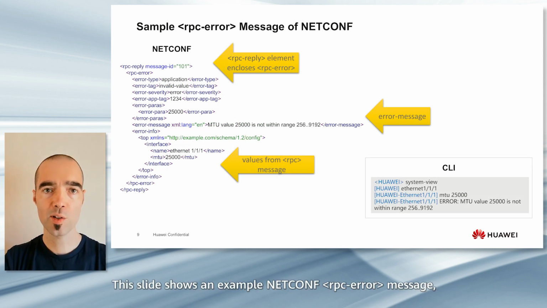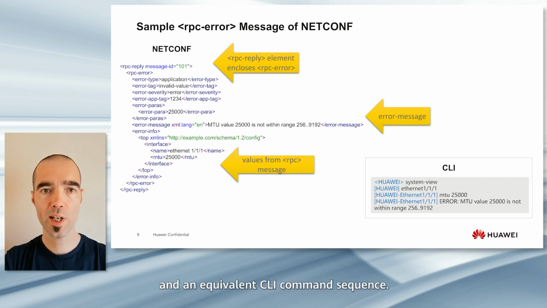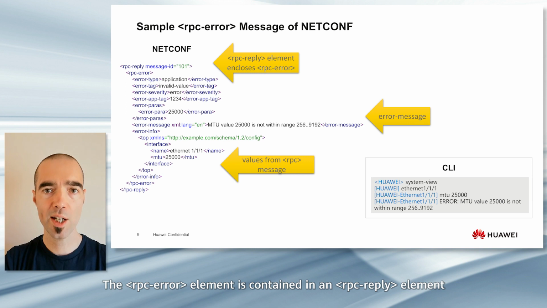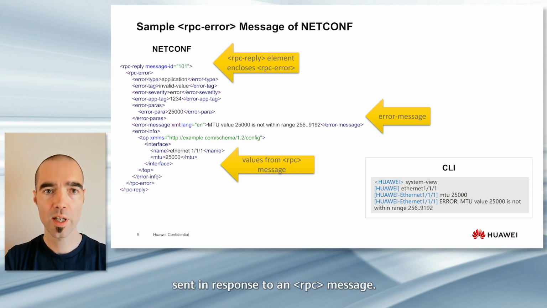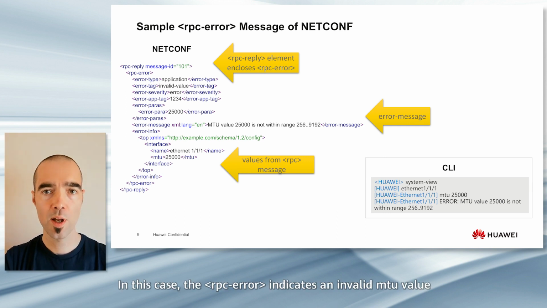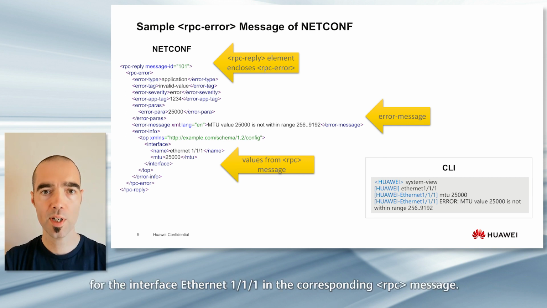This slide shows an example Netconf RPC error message and an equivalent CLI command sequence. The RPC error element is contained in an RPC reply element sent in response to an RPC message. In this case, the RPC error indicates an invalid MTU value for the interface Ethernet 1/1/1 in the corresponding RPC message.